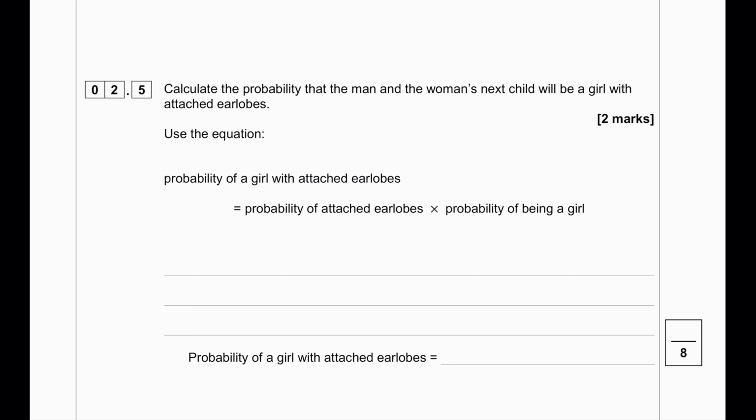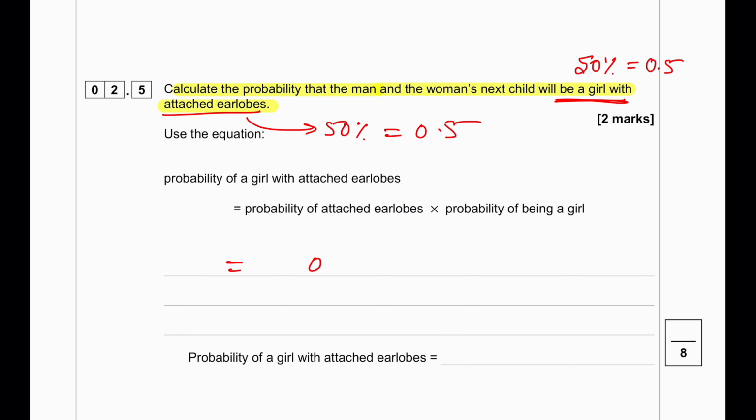Now the question says, calculate the probability that the man and the woman's next child will be a girl with attached earlobes. This is a very good question in that it wants us to multiply the probabilities. Having a girl is a 50% chance, which is 0.5, and having attached earlobes is a 50% chance, which is also 0.5. So the probability of having a girl with attached earlobes is the product, which gives us 0.25, or 25%.